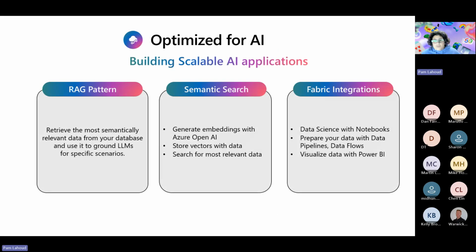And then, of course, optimized for AI, all the good AI stuff that's in all of our databases now, RAG patterns, semantic search, Fabric integrations, all of this, and then integration with AI Foundry. It's super easy to do.